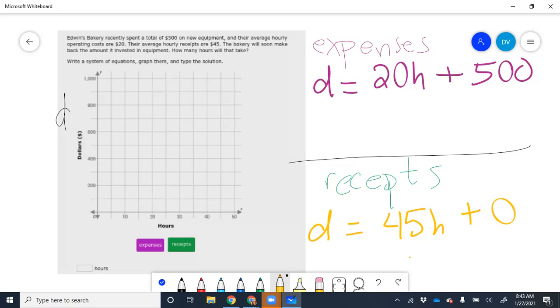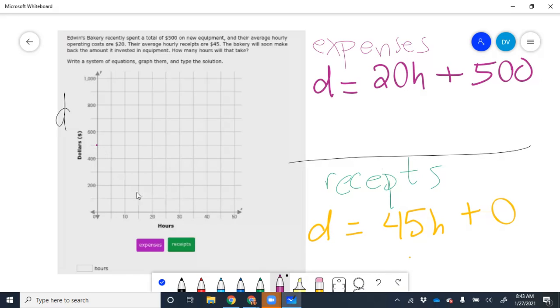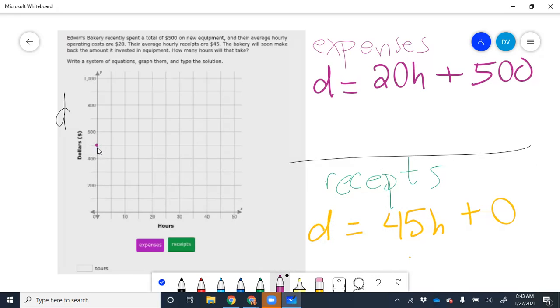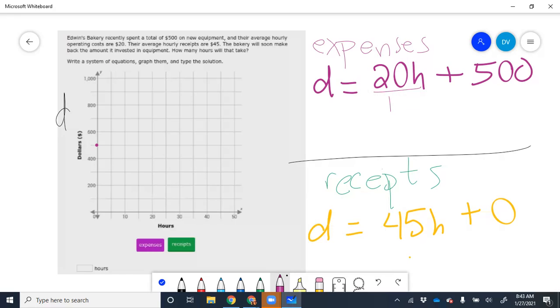So let's do the purple one first, the expenses. Let me click a purple pen here. Purple pen, okay. And our intercept is 500. 500 would be right here between 400 and 600. Can you see that? Maybe I'll make the dot a little bit better, a little bit darker. Okay. Now our slope is 20. It's really 20 over 1, isn't it? But this scale doesn't go by ones. Like down here on this scale, it goes by 5, 10, 15, 20, 25, 30, and so on.